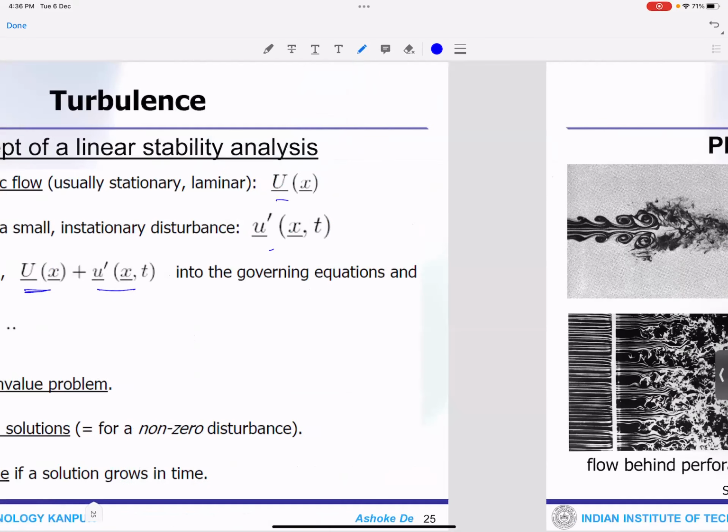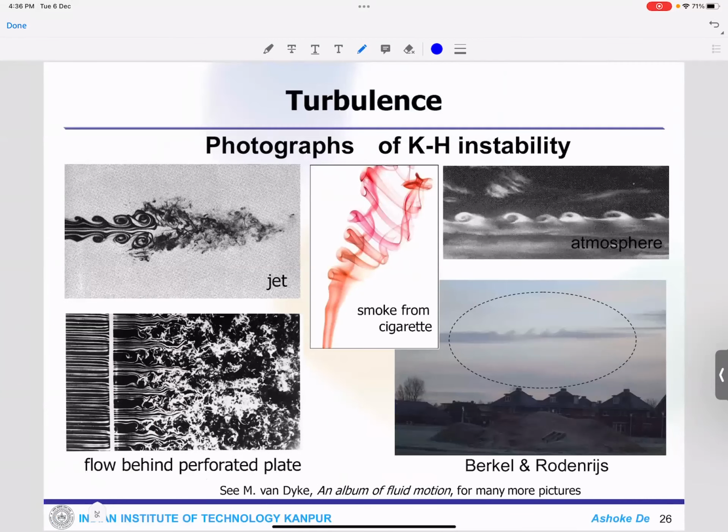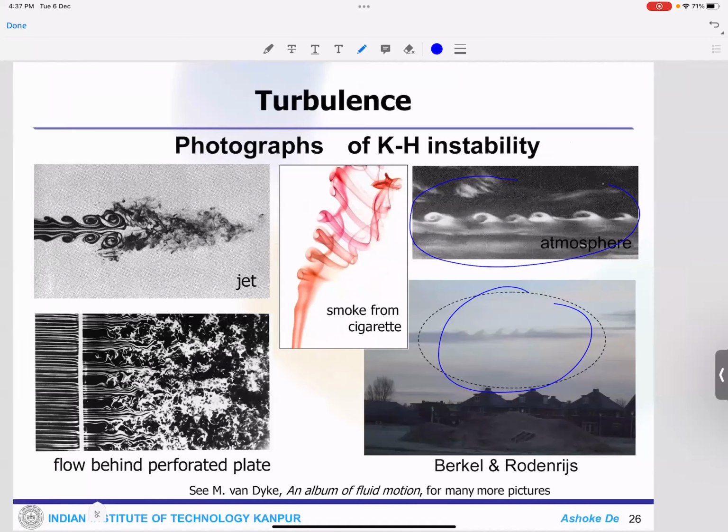When you look at these examples like the jet, this is what you see in the atmosphere, this is smoke from cigarettes, and this is what you get. These are photographs of KH instability. I think you have already been listening to this KH instability yesterday. This is called the Kelvin-Helmholtz instability. Wherever you have this gradient of velocity, you tend to get this kind of Kelvin-Helmholtz instability. And turbulent flow field is a clear indication of that, where you get to see this kind of instability.